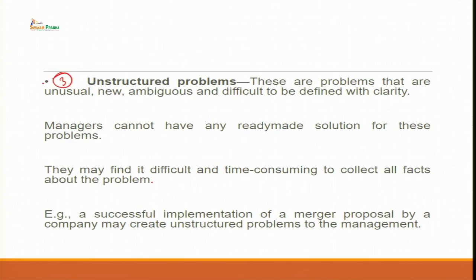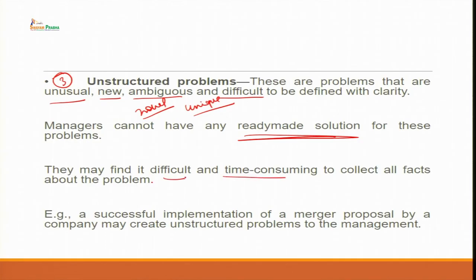The third category of problem is unstructured problems. These problems are unusual, new or what we call novel also. They are unique in nature. They have occurred for the first time, they are ambiguous, difficult to define with clarity. Here managers cannot have any ready-made solution for these problems and they may find it very difficult and time consuming to collect all facts about the problem.